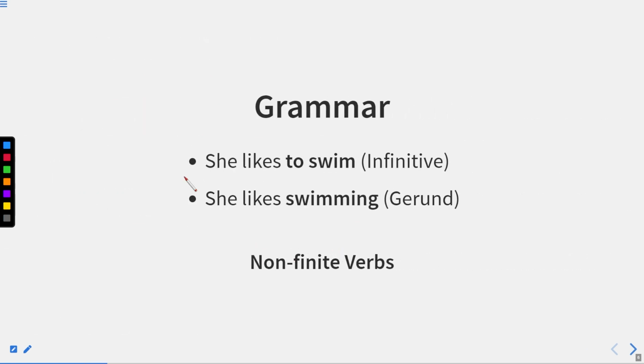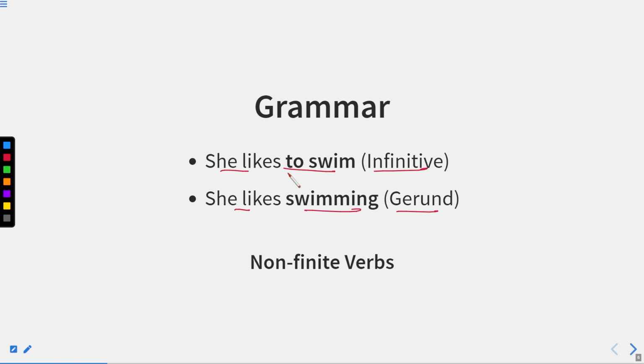So let us discuss these two sentences. First one is, she likes to swim. Now this to swim is infinitive. She likes swimming. Now this is gerund. Now here we can have both the methods, that we can have to swim, we can have swimming as well. But what is the difference in the meanings of these two sentences?